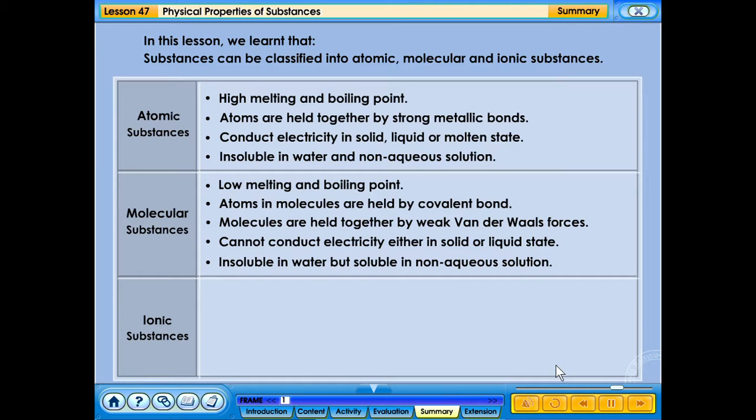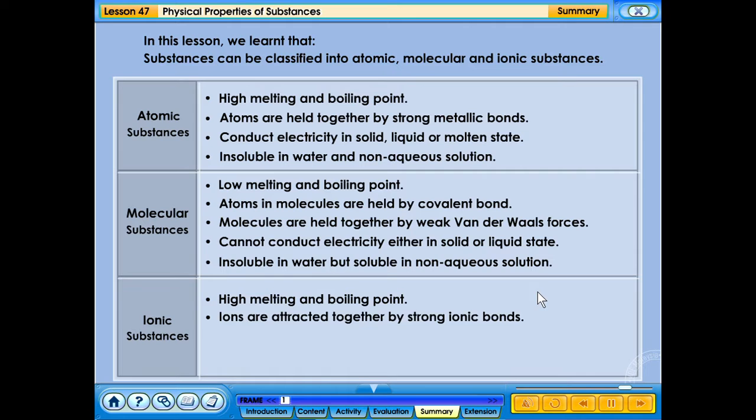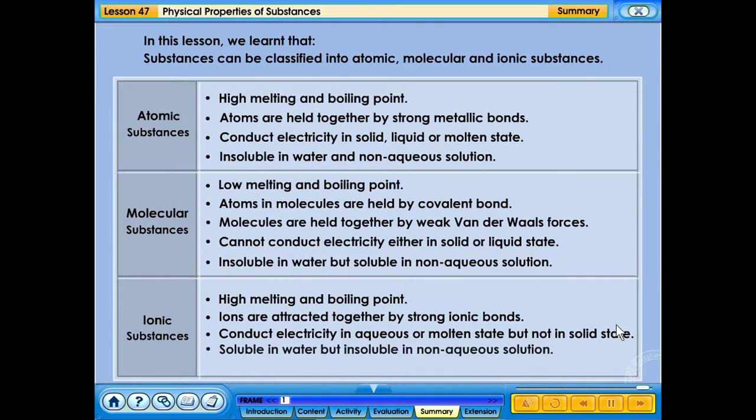Ionic substances: high melting and boiling point. Ions are attracted together by strong ionic bonds. Conduct electricity in aqueous or molten state but not in solid state. Soluble in water but insoluble in non-aqueous solution.